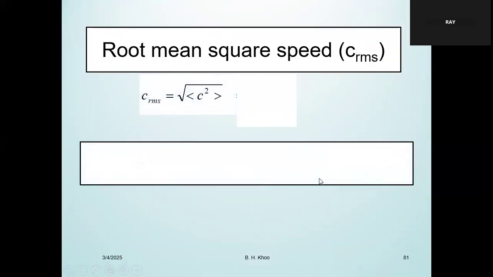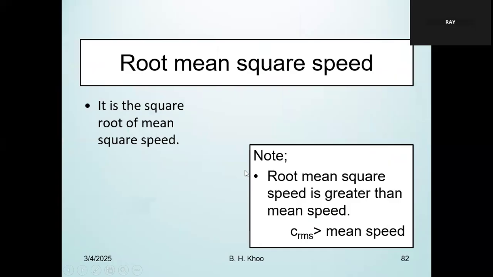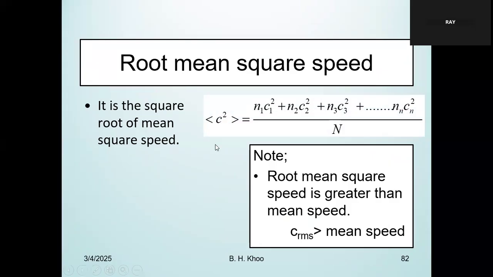Then root mean square, we just take the root of the mean square, that's all. Root mean square speed is the square root of the mean square speed. Root mean square speed is greater than the mean speed. Right? Compare the mean speed, but the root mean square speed is greater.